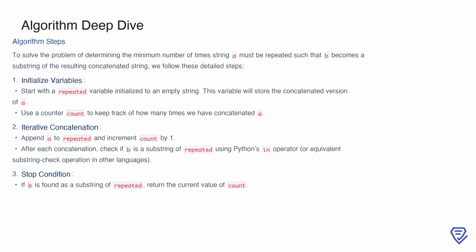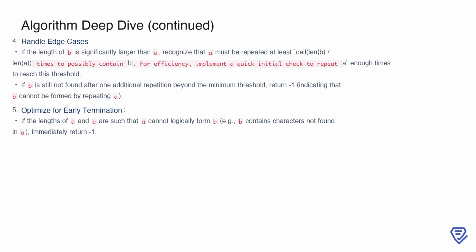Next, the iterative process begins. We append a to the repeated string and increment the count variable by 1. After each iteration, we perform a substring check to see if b is now contained within repeated. If it is, we can return the current value of count as the result, since it represents the minimum repetitions needed. This simple framework allows us to systematically build the solution while checking for the presence of b at each step. Next, we consider edge cases and ways to optimize our algorithm.